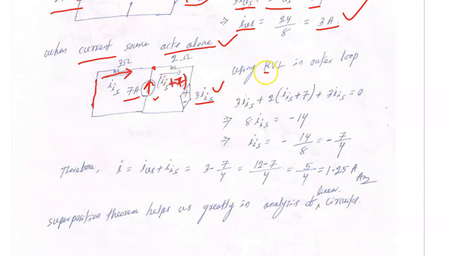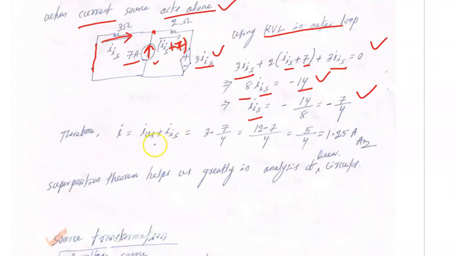So apply KVL in the outer loop. So 3IIS plus 2 into IIS plus 7 plus 3IIS equals 0. So 8 IIS is equal to minus 14. So IIS will be minus 14 by 8. You will get minus 7 by 4.